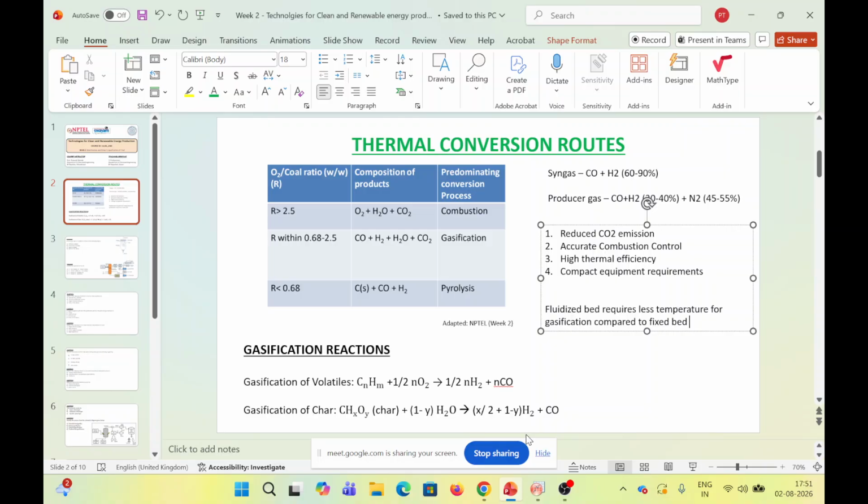Okay. So what do you actually mean by liquefaction of the coal? I think the name as such suggests it. Anyone? You are going to produce some kind of liquids from the coal. So that's exactly what you mean by liquefaction of the coal.